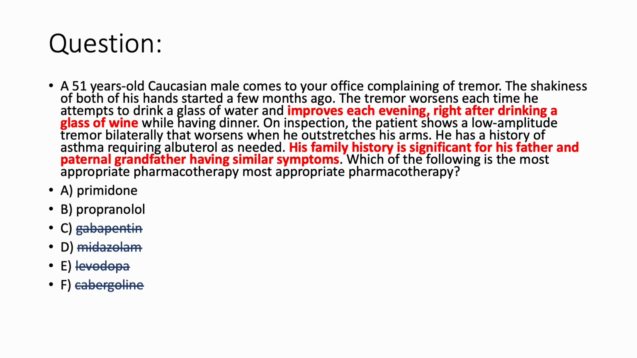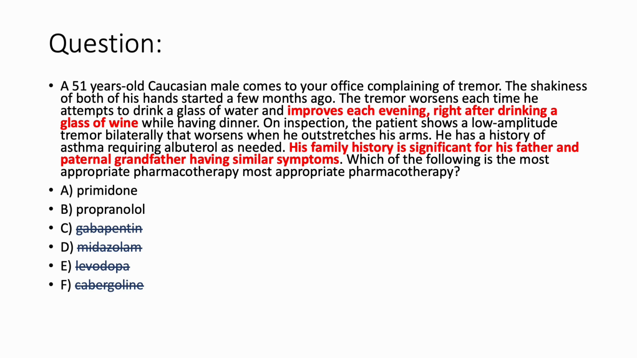So if you answered essential tremor, man, you nailed it. Congratulations, you did a great job. And now you have to understand which pharmacotherapy should be used for essential tremor. So you have to consider that the first and second line treatments for essential tremor are propranolol and primidone. Propranolol is the first line and primidone is the second line.